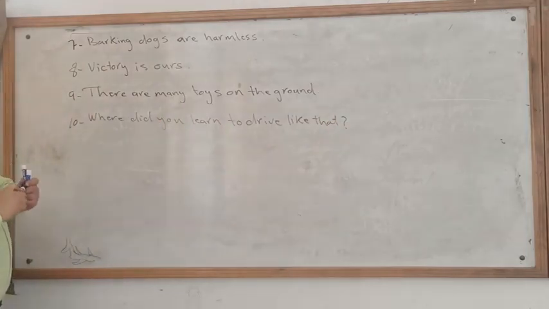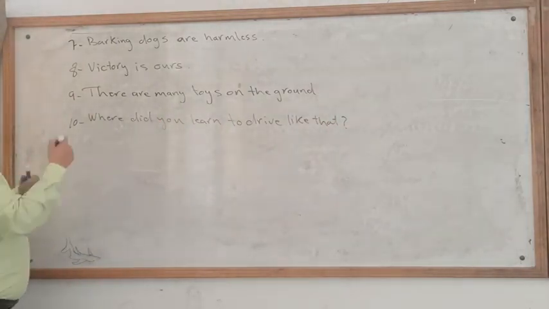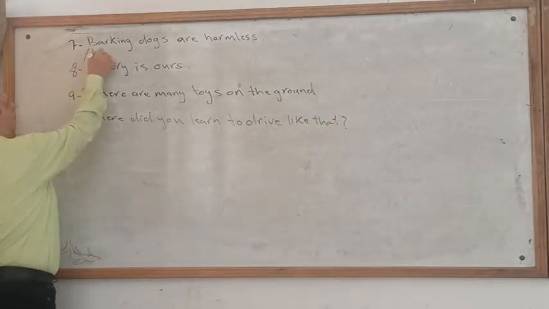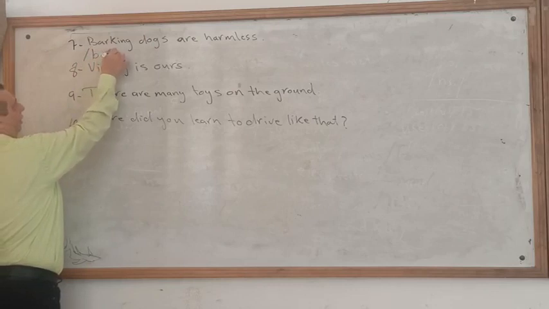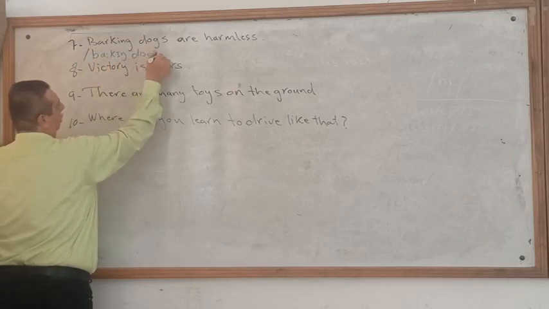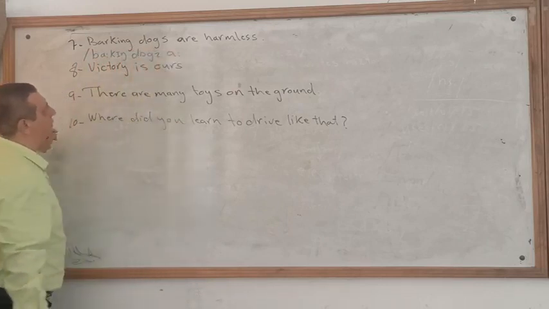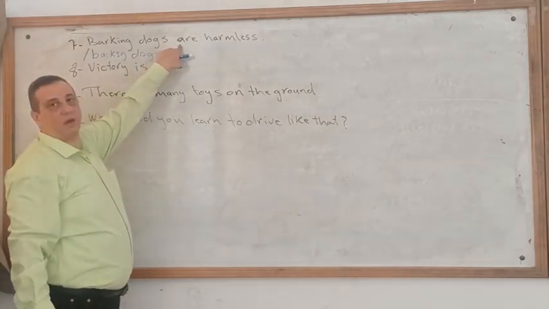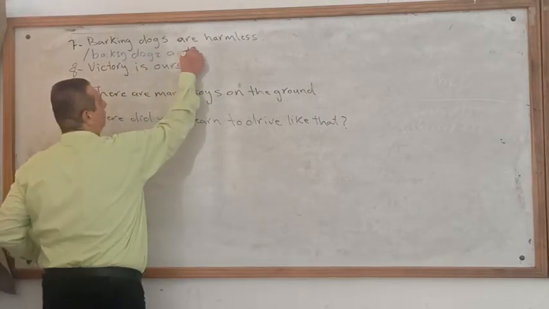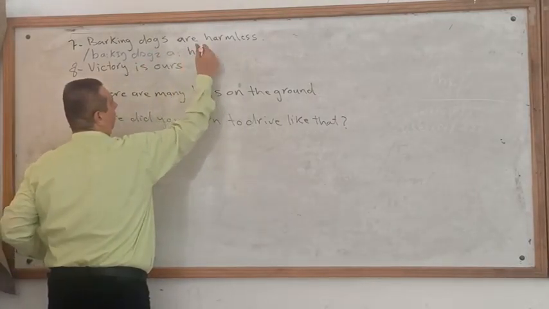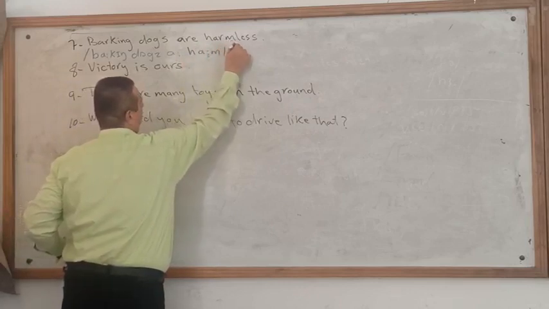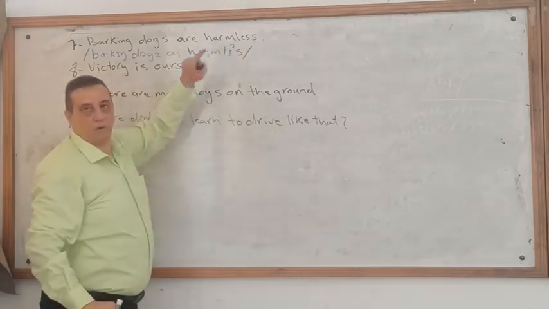So now we have extra four sentences. When I read this one, it's going to be barking dogs are harmless, harm, less. We pronounce are as weak form. It's either E or schwa.